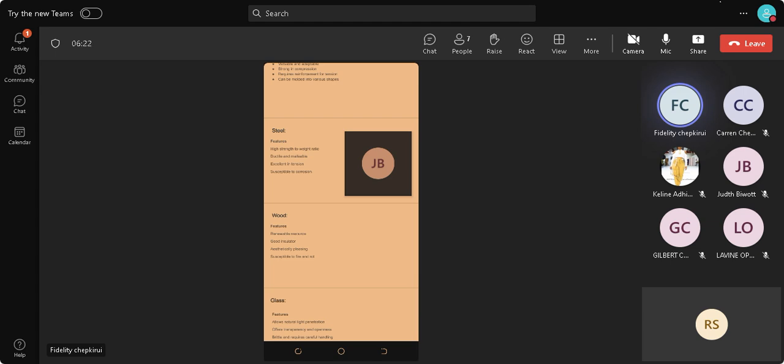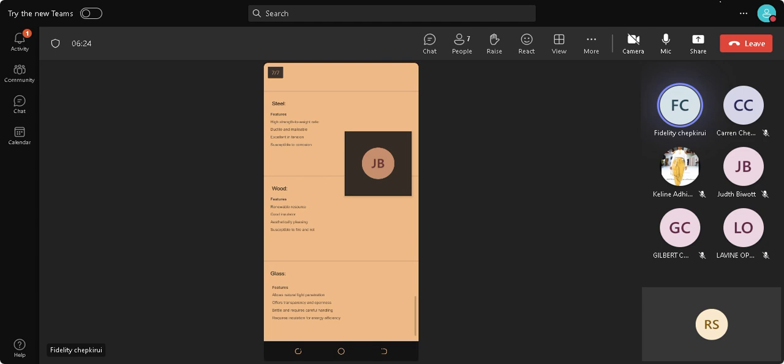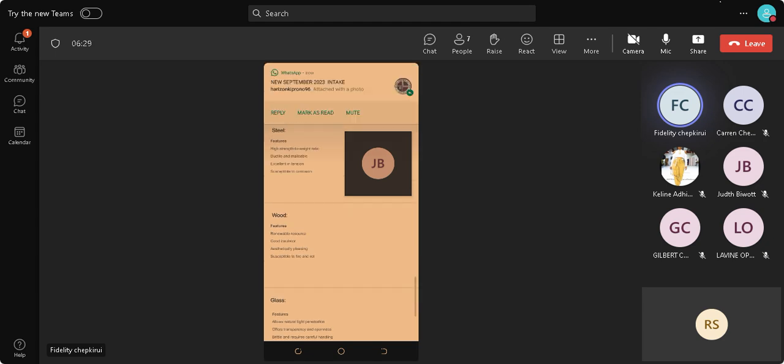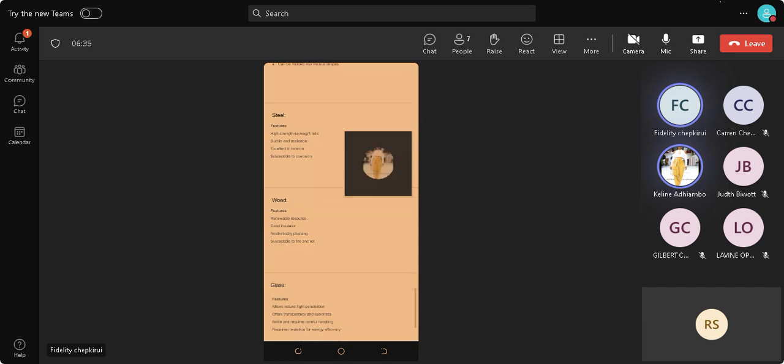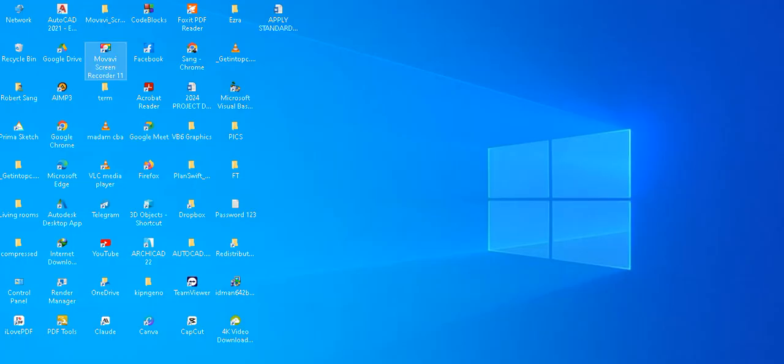Next, we are going to look at the steels, and I'll request Kaylin to take us through the features of steel. Okay, madam. The first one is high strength to weight ratio. The second one is ductile and malleable. The third one is excellent in tension. The last one is susceptible to corrosion.